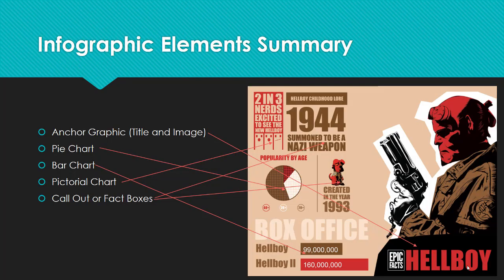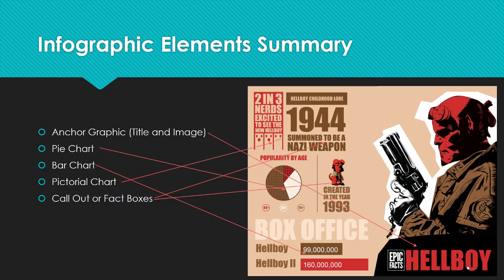We're going to break down what those are now. We've got an anchor graphic, a pie chart, a bar chart, a pictorial chart, and some fact boxes. Actually, it says call out there, but it should be stats or facts. That's really what this is. And the requirements could change. There's a specific number of these that you're supposed to be using. Normally it's, I won't even say what it is, just in case I want to change it in the future. But that's what we're relying on primarily.